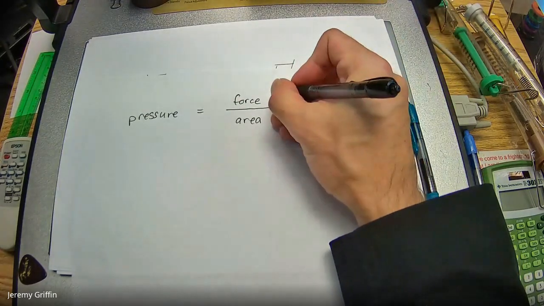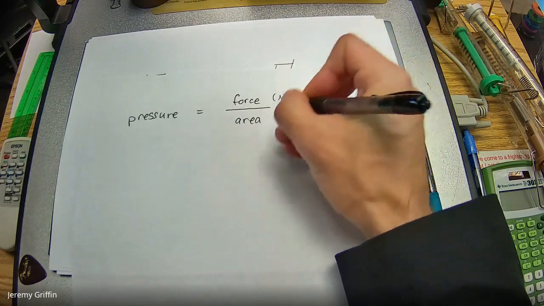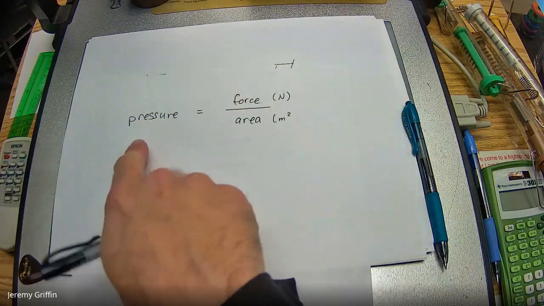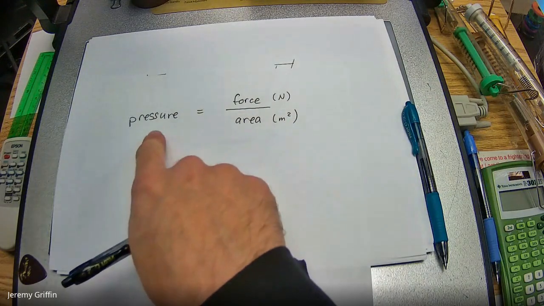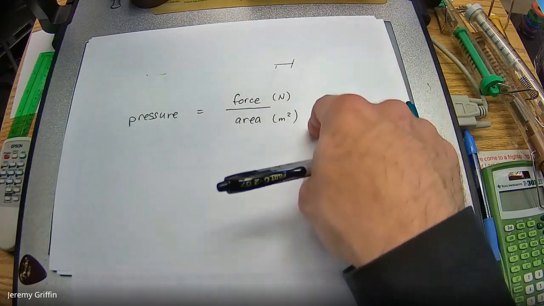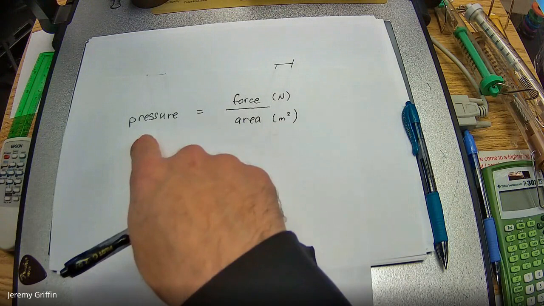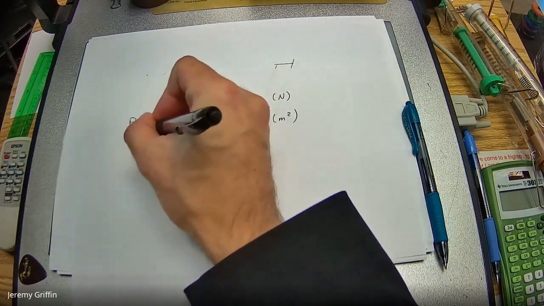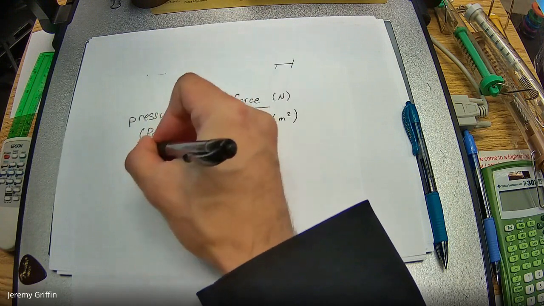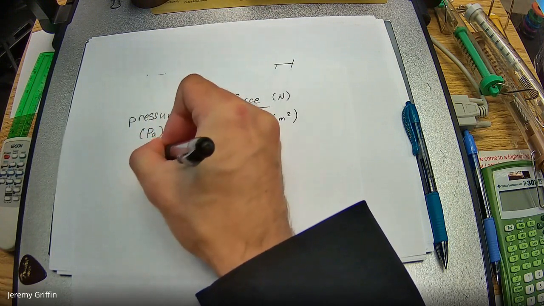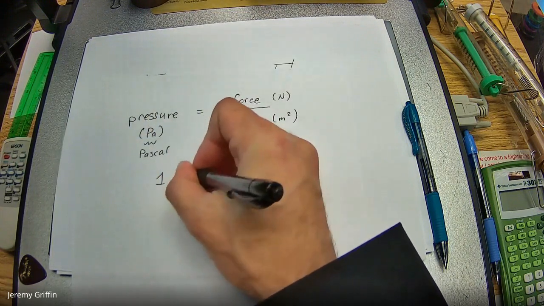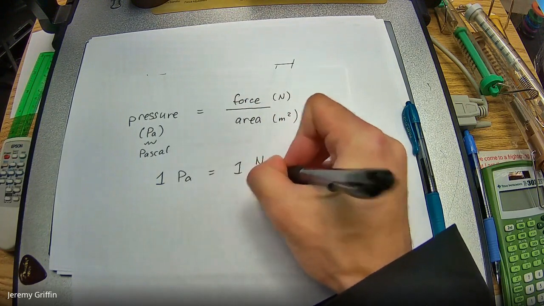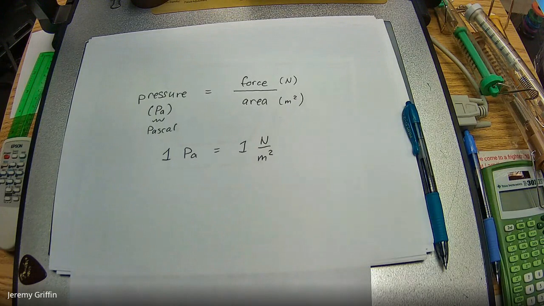You guys know force is measured in newtons. You know area is measured in square meters. So couldn't pressure be measured in newtons per square meter? And actually, newtons per square meter has its own name. Does anybody happen to know what it's called? It's called a Pascal, written as Pa. So 1 Pascal is the same thing as 1 Newton per square meter. Now that's metric units, which we're using in this class.